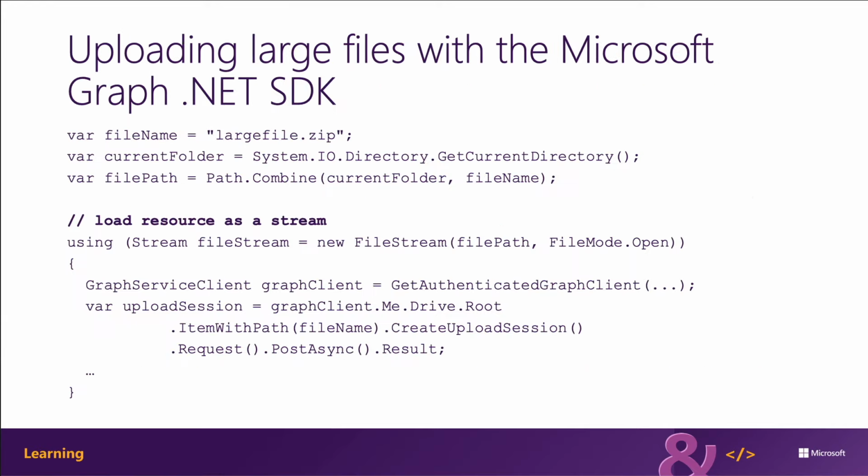The code on this slide demonstrates how to upload a large file using the Microsoft Graph .NET SDK to the user's root OneDrive folder. Here you can see I'm getting a reference to the large file, and then creating a file stream to that file. I'm starting by getting an upload session. After I've authenticated to the Microsoft Graph, I'm creating an instance of the new upload session.